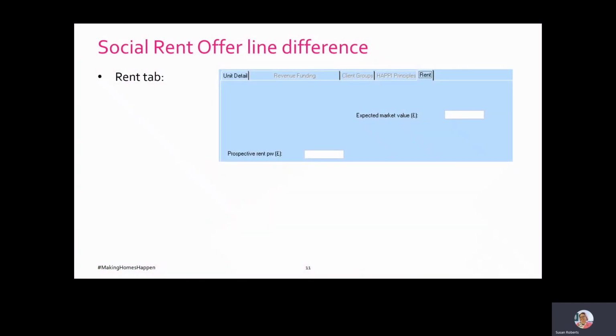Okay, the only difference is on the rent tab. Rather than being asked for market rent and expected rent, you're just asked to enter the rent per week, the prospective rent per week. You're still expected to add the market value in there. And that's the only change and only difference for a social rent line.